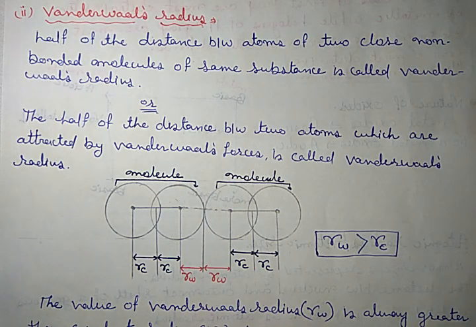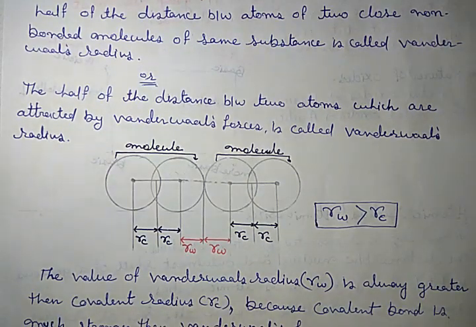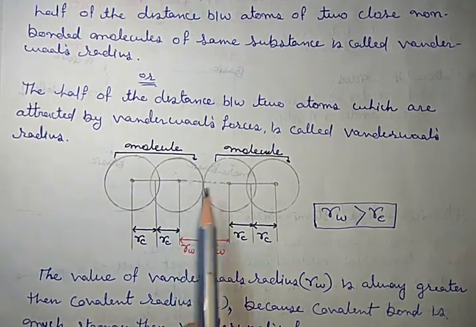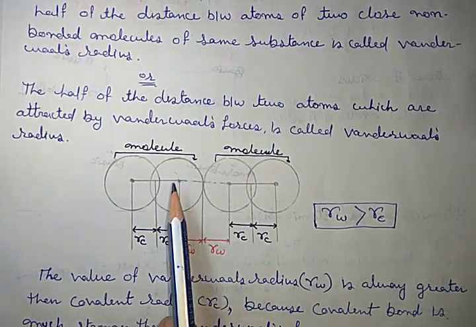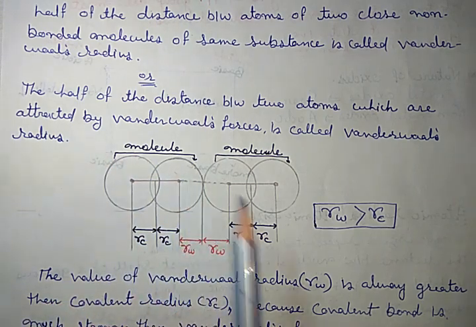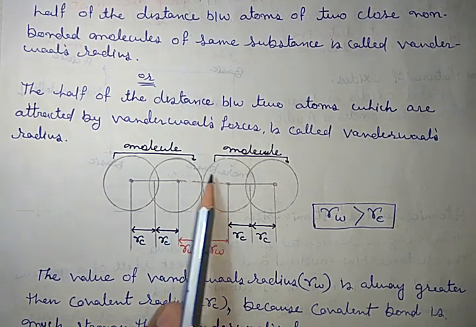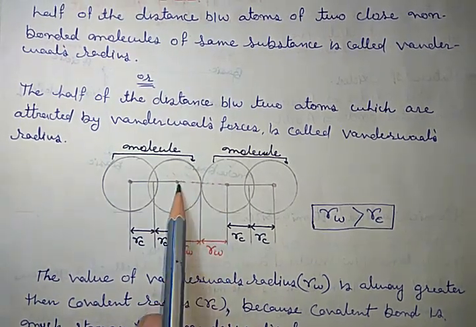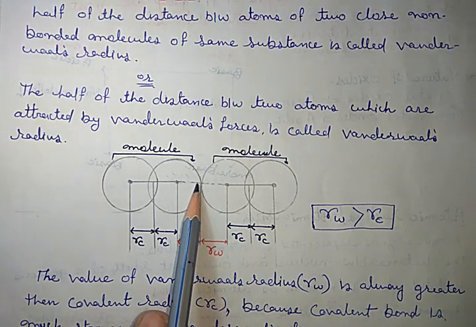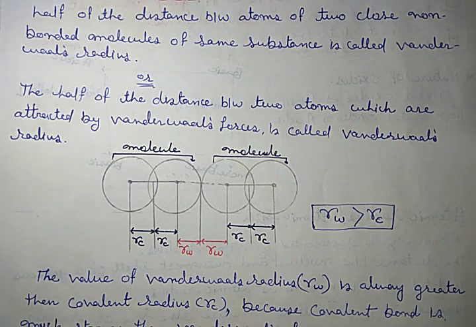Or one more thing we can say, the half of the distance between two atoms which are attracted or close enough by van der Waals forces. These two are attracted by van der Waals forces. So the half of the distance between the nuclei of two atoms is known as van der Waals radius. Clear?